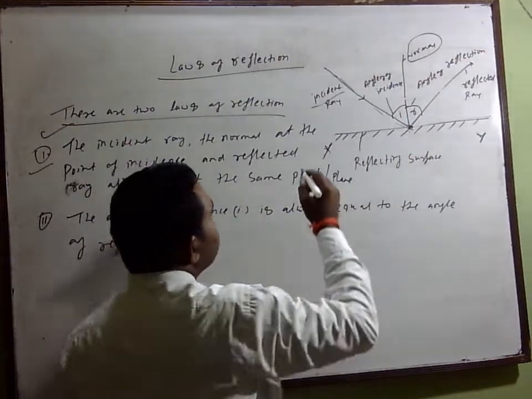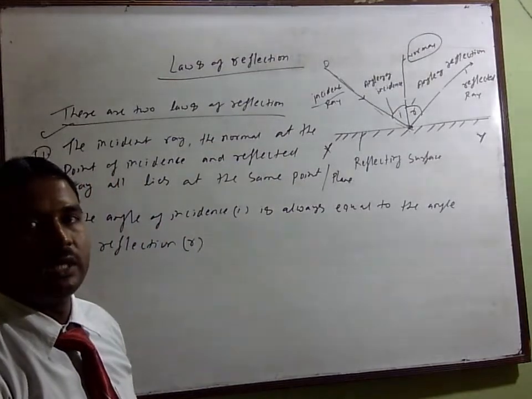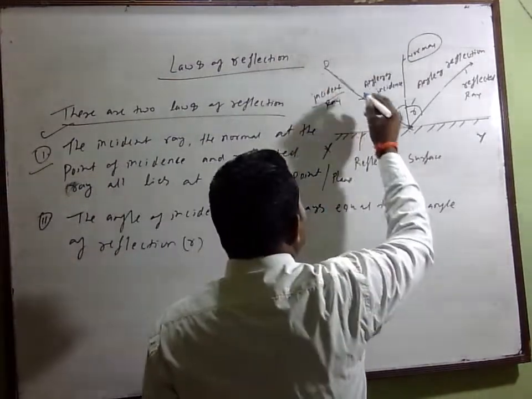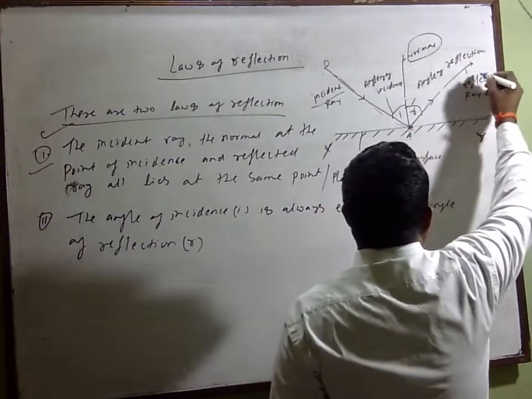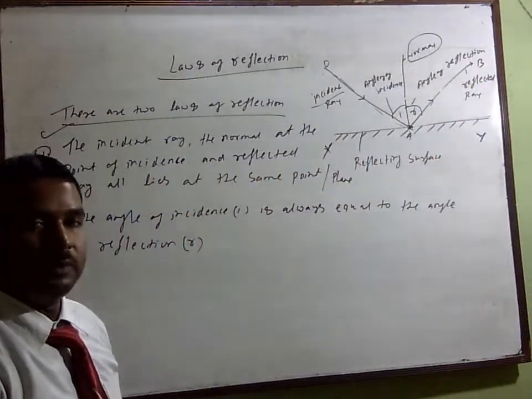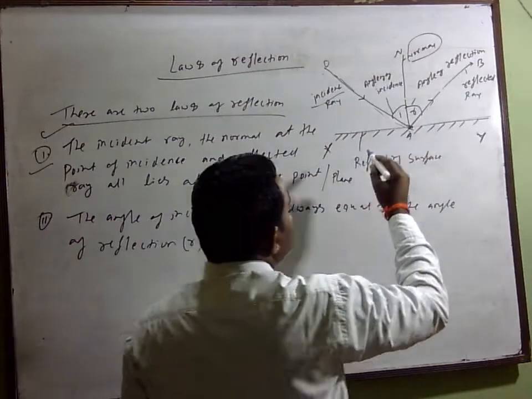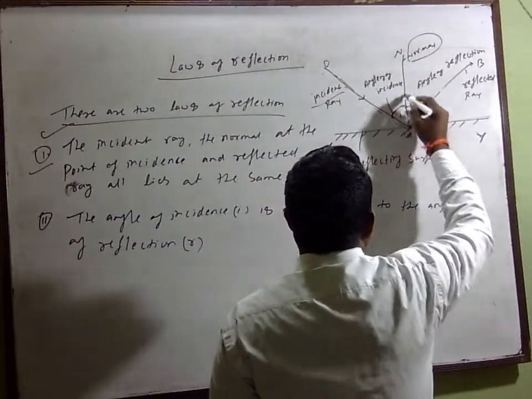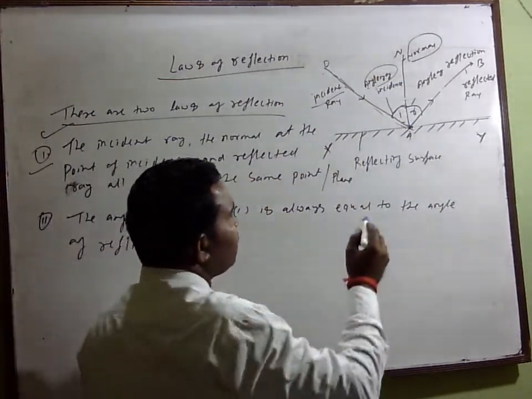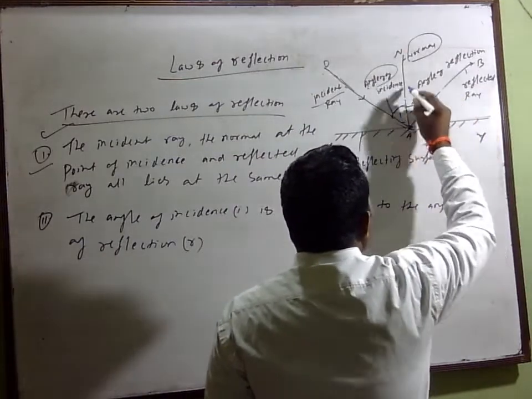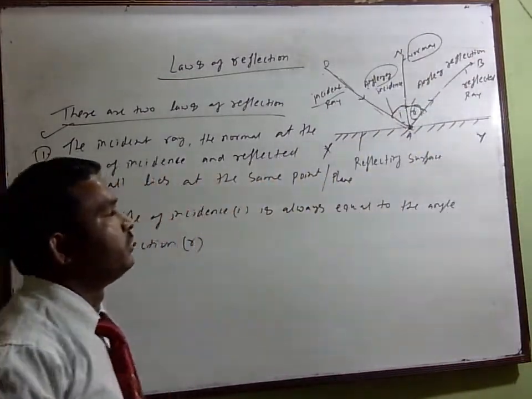Suppose O is the point from where light is coming, and this light is incident at A, and after that the light bounces and goes to B. If we assume this is N, the normal, the angle formed between the incident ray and this normal is called the angle of incidence, and it is denoted by I. Next, here is the reflected ray and this is the normal; the angle between them is called the angle of reflection.